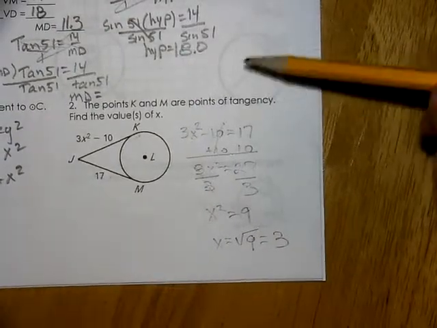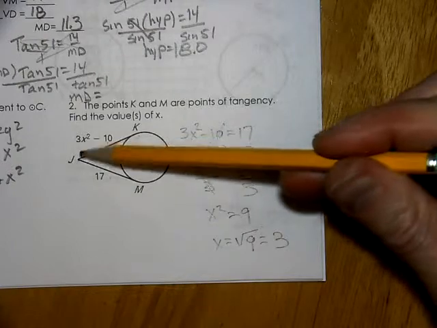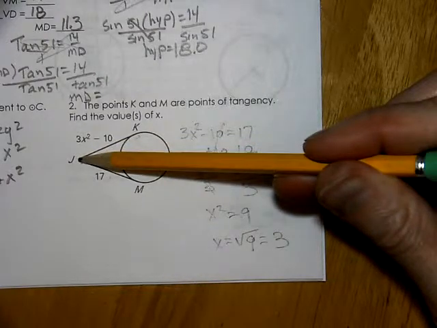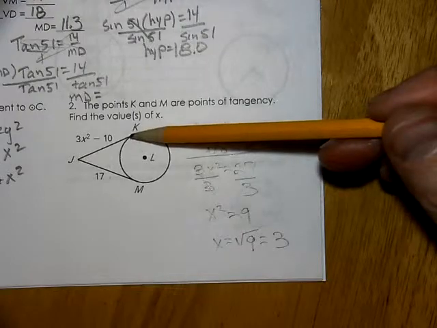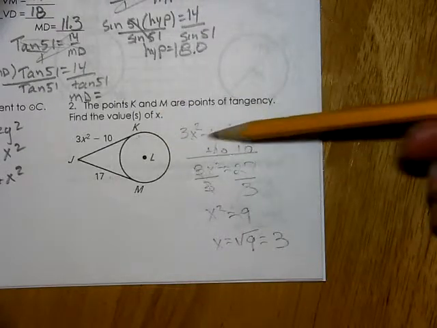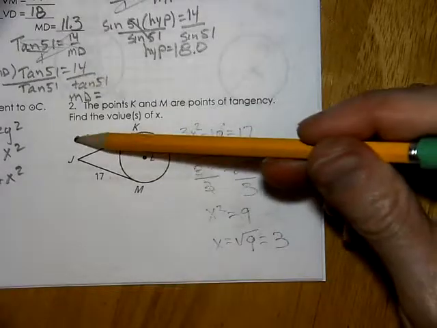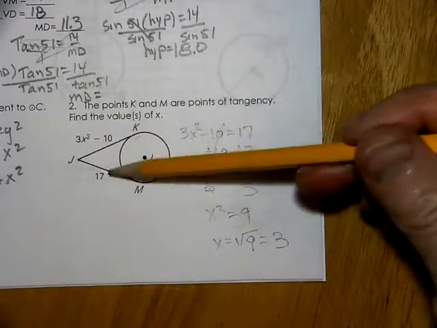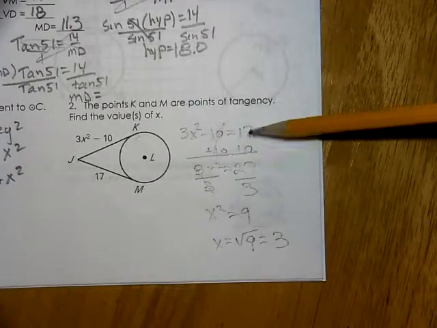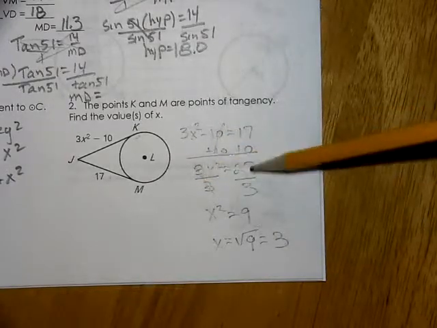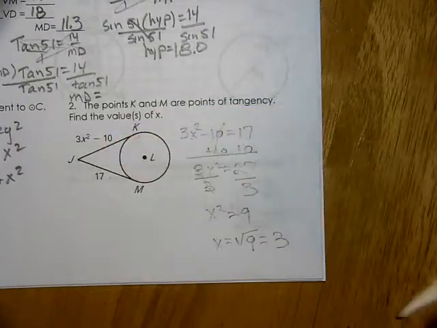The next problem I have worked out here. I have two tangent lines. They're coming from the same point, touching the same circle, so they're equal in length. So 3x squared minus 10 equals 17. So add the 10 across, divide by the 3, take the square root, and x would have to be a value of 3.